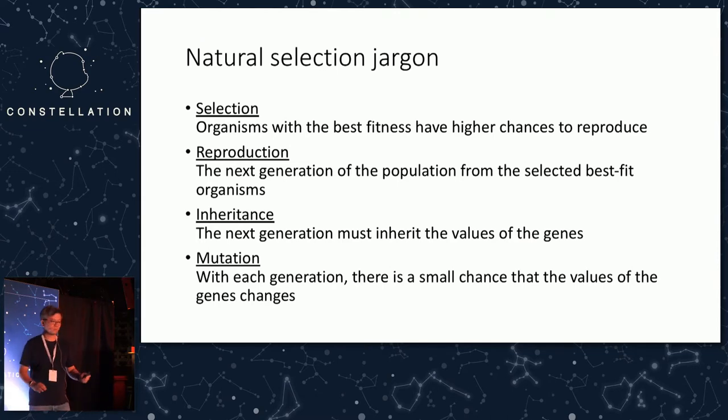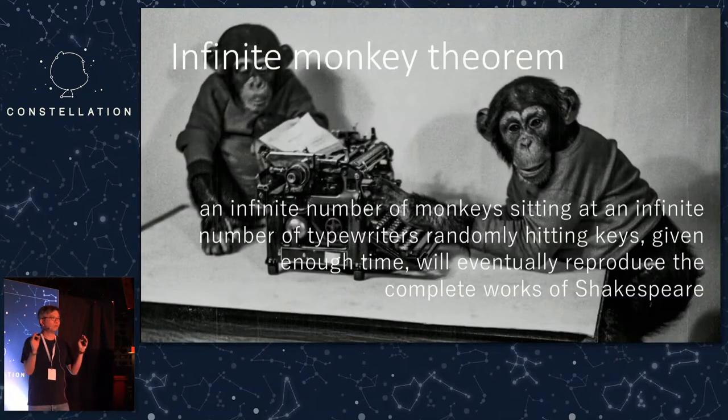Okay, great. So, first algorithm, I'm going to talk a little bit about the infinite monkey theorem. Anyone heard about this? It's actually very plainly mentioned here, right? When an infinite number of monkeys sit at an infinite number of typewriters randomly hitting keys, given enough time, they will eventually produce the complete works of Shakespeare. What do you think? Is that possible? No?